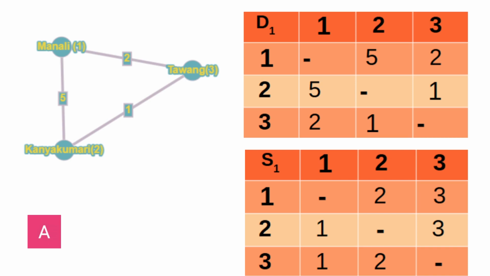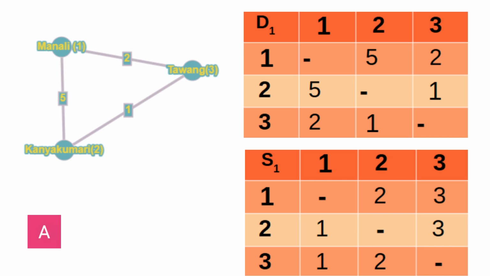Here, we have to fix the first row and first column. That is, since it's D1, we have to keep the first row and first column from the previous D naught matrix as it is, and vary only the remaining values, and diagonal values will also remain unchanged. So now the only values under consideration are 2 to 3 and 3 to 2. And since it's an undirected graph, both values will be the same. So we consider 2 to 3.